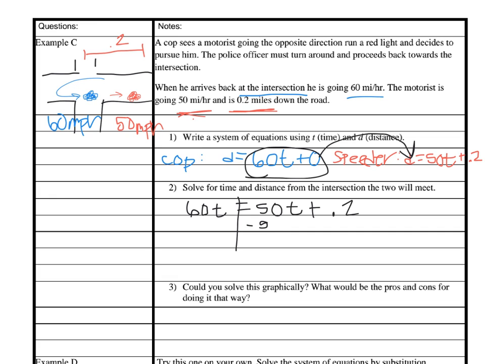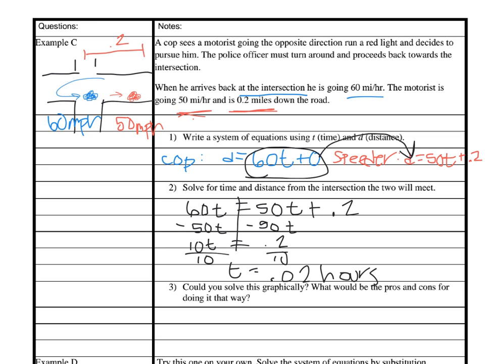I subtract 50t from both sides. So 10t equals 0.2. Divide by 10 on both sides. t equals 0.02. That's t, which was time, and we had miles per hour, so it would take 0.02 hours.